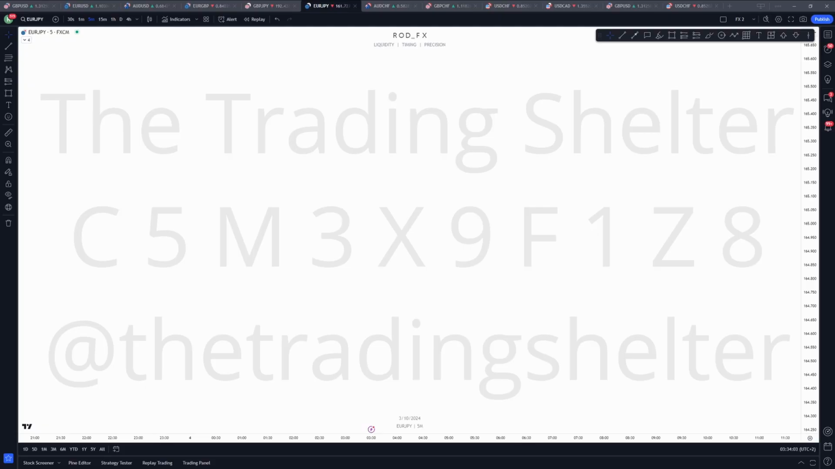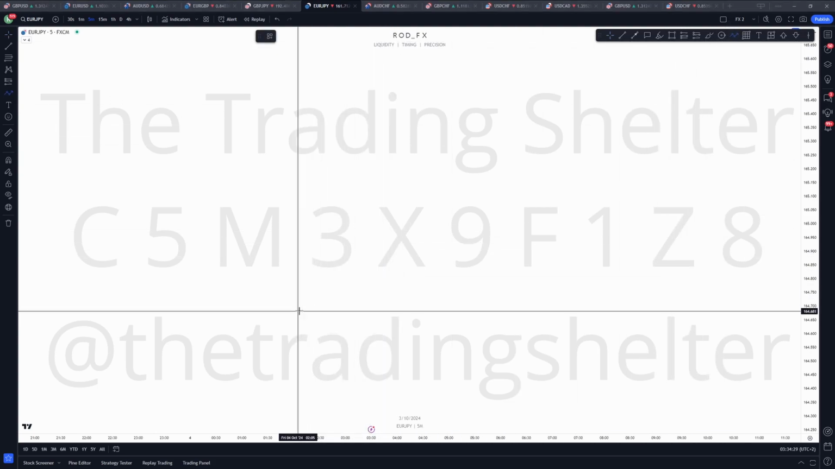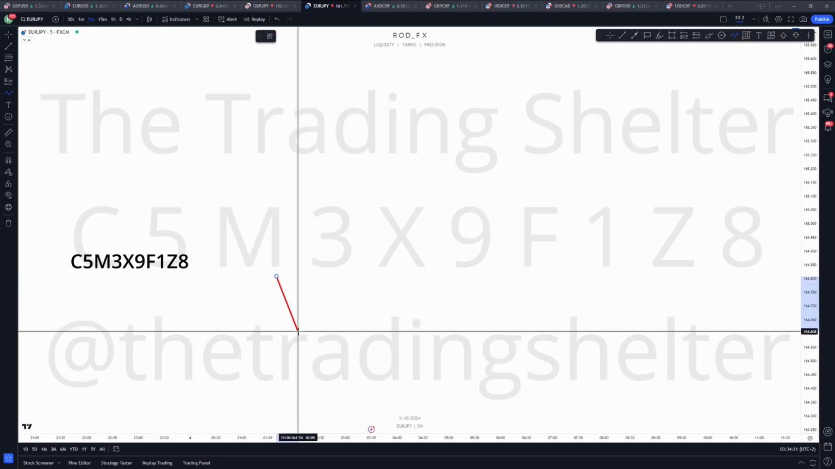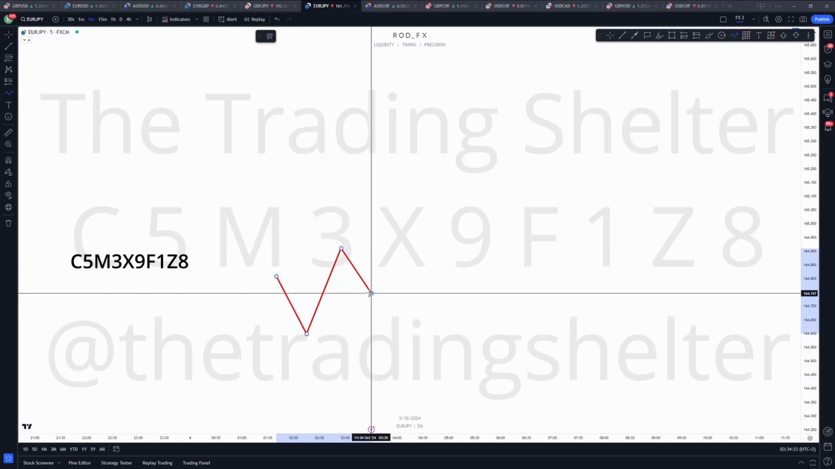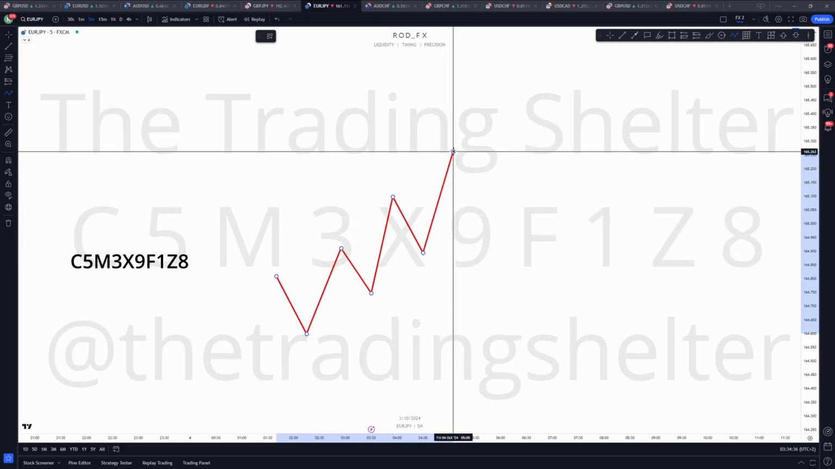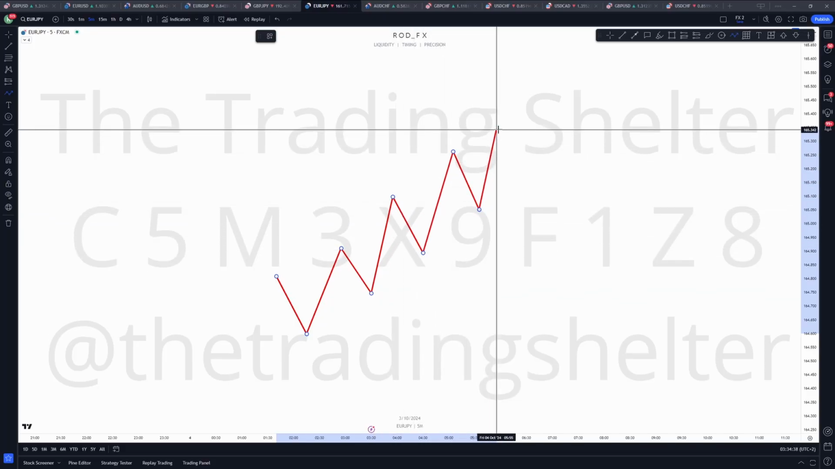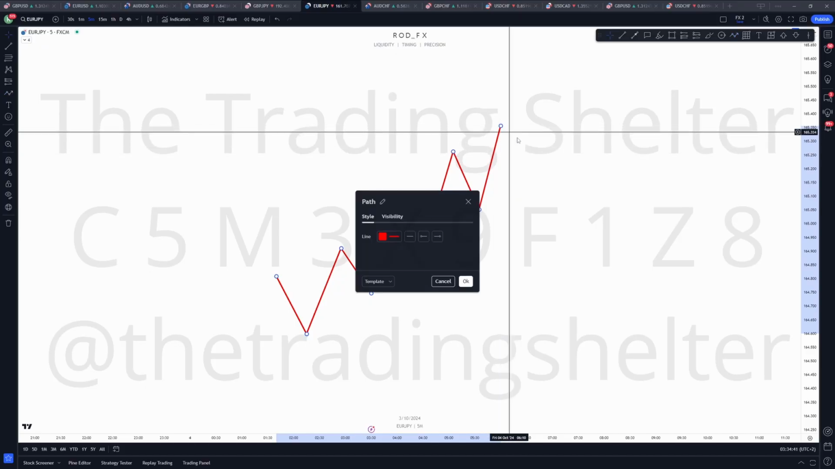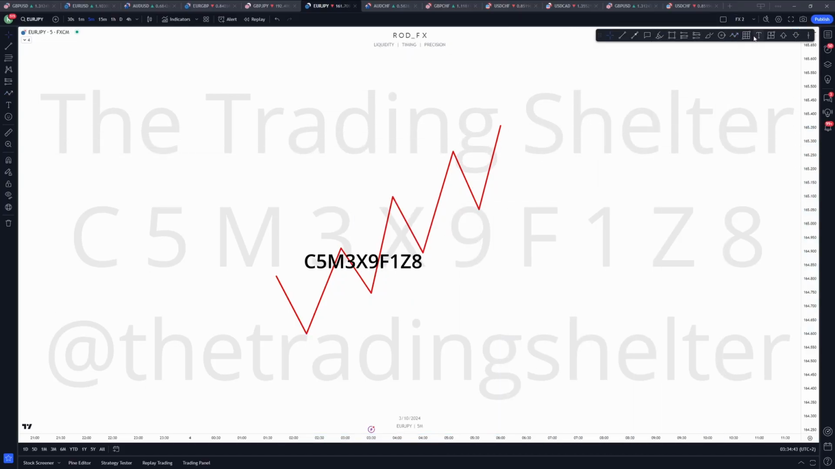We'll go into very, very basic baby pip stuff. So let me use the path tool here and let's look. As you guys know, this is how you identify structure. Let's get this low. Let's say that this is the start of the structure.